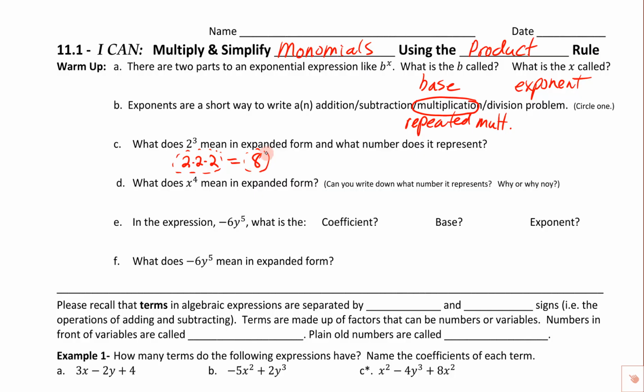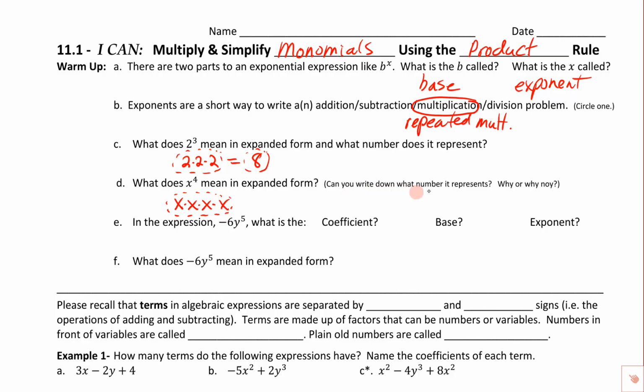This 2 times 2 times 2, all three of those multiplied together, and then this right here, that's the number that it equals. Okay, so if we take a look at the next one, this is problem D. It says, what does x to the fourth mean in expanded form? So again, the exponent tells you how many times you use the base in repeated multiplication. So this is going to be x times x times x times x. So that is expanded form. That is literally what x to the fourth means.